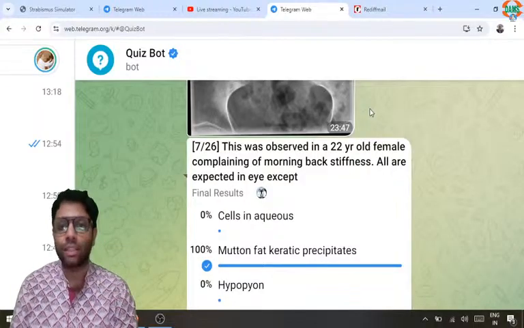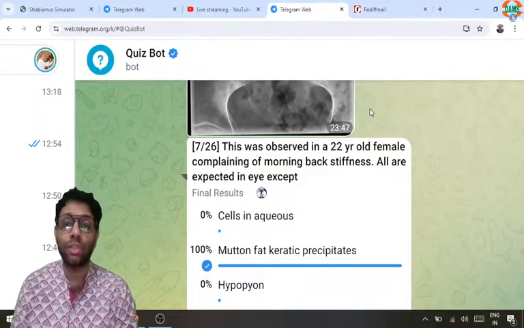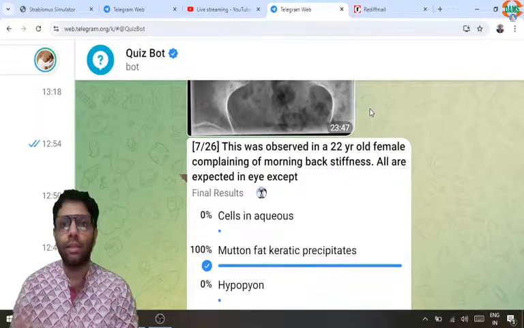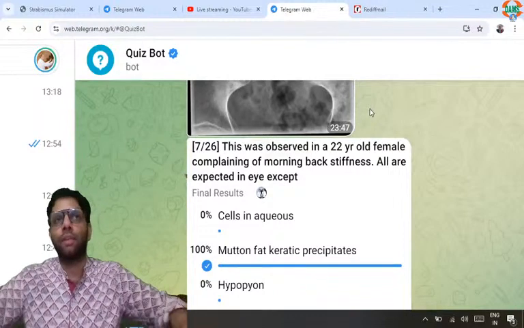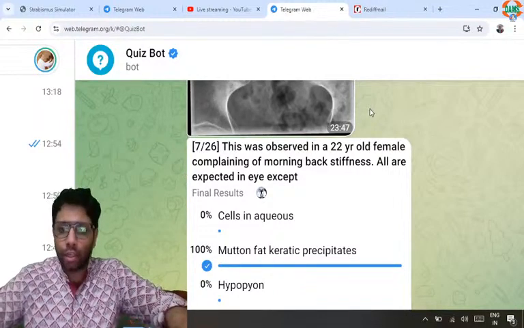Then the answer is Reiter syndrome: uveitis, urethritis, conjunctivitis, arthritis. The most common eye feature is conjunctivitis, but there can be non-conjunctivitis and uveitis as well.